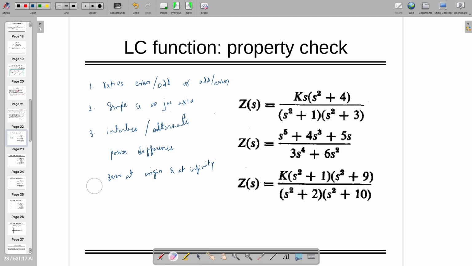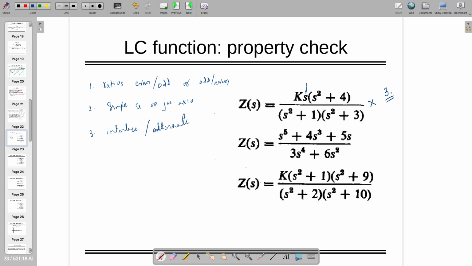Okay, for your information, let's understand, only because these three are difficult. So I kept three functions which are not going to match these three. So first one, is it even with odd? It's odd with even, right? Numerator is odd and denominator is even, so it's LC. Yes, its poles and zeros are including this zero which is at zero, right? So it's also simple and on j omega axis. Are they alternate? No. So it's failing with the third particular property.